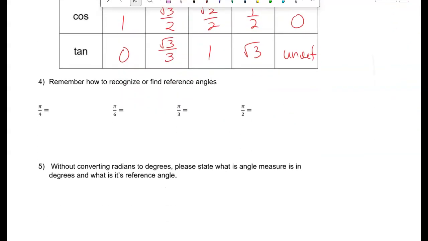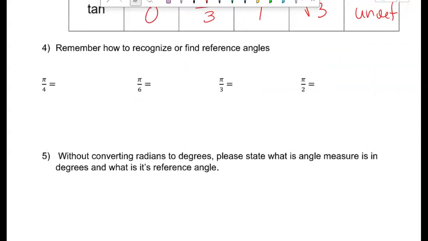So, simple things to do. Know how to recognize or find reference angles. Anytime you see pi over 4, if it's reduced, remember, what's your reference angle? Pi over 6, what's your reference angle? Pi over 3, what's your reference angle? You should be able to, pi over 2. And so we get, for this one, 90.